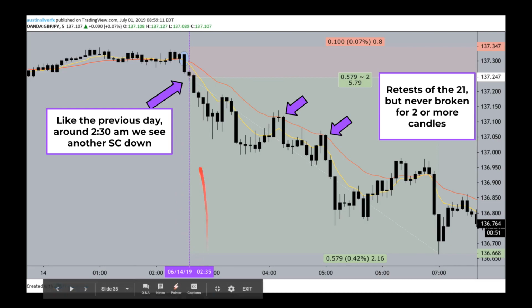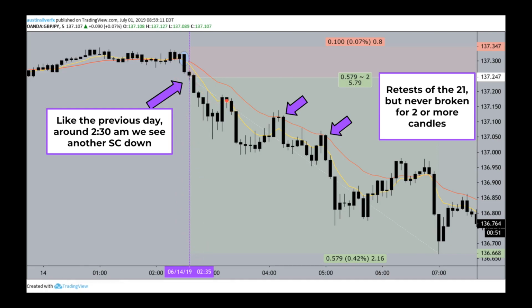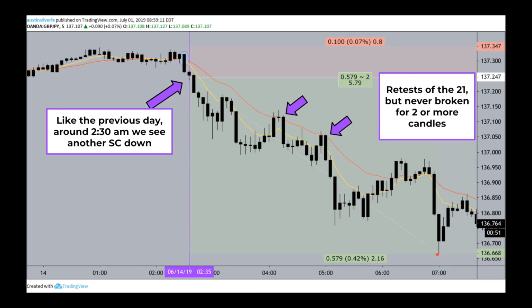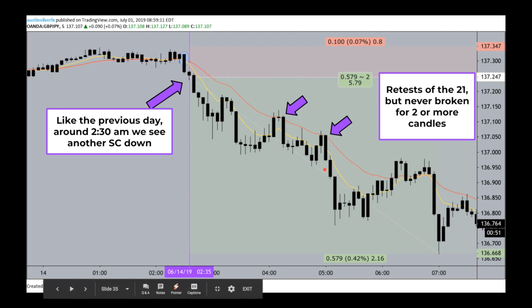So here, what happens? 2:30 in the morning, it shifts down, and look, test the 8, doesn't break it. Test the 21, doesn't break it. Test the 21 again, doesn't break it. This is a 10-pip risk, and it falls 57 pips, 5-to-1. So very easily, that 2-to-1 risk-reward ratio that we always look to get out of these trades was reached for you in this trade by 5 o'clock in the morning.